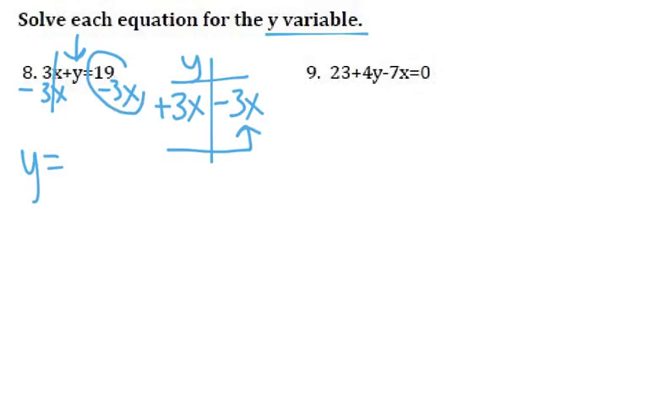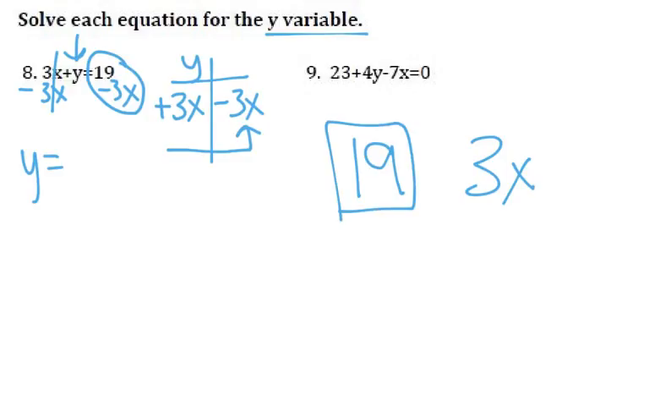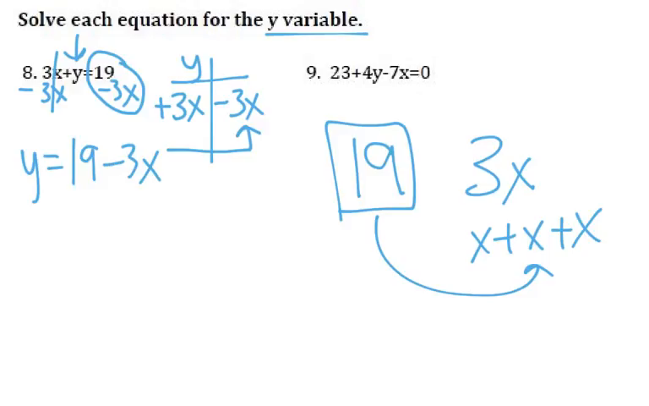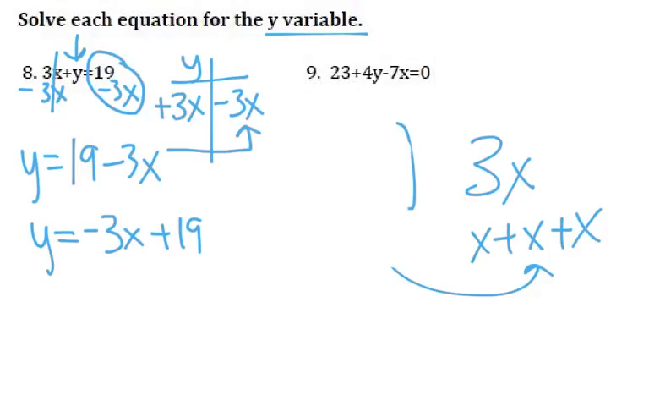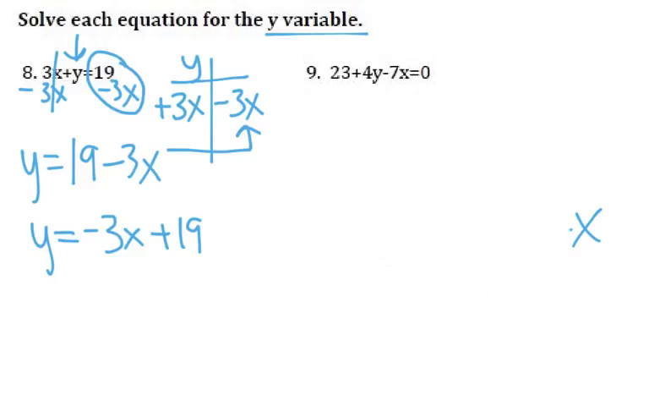Now, here's the tricky part. A lot of you are going to want to turn that into 16x. That is incorrect. This 19 and this 3x are not the same. Because 19 is a number. 3x is really x plus x plus x. I can't combine those ones. So we just leave it. 19 minus 3x. Some of you may want to rearrange it to look like this. That's the same thing. That's slope-intercept form, by the way, too. So either one of those versions I accept.